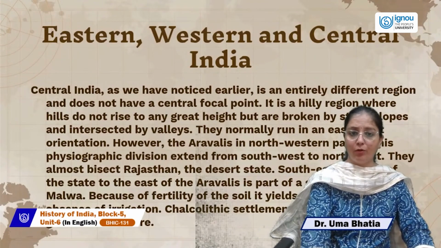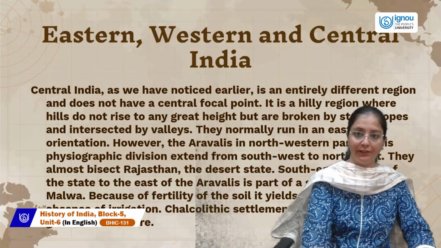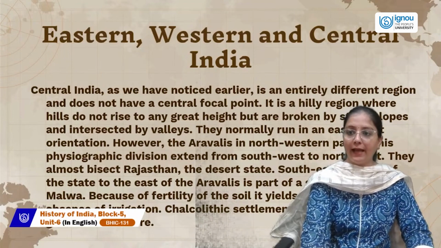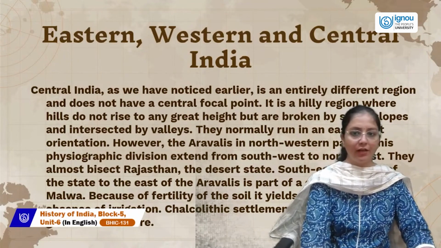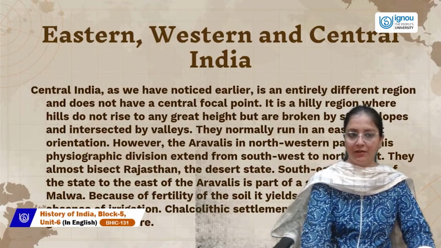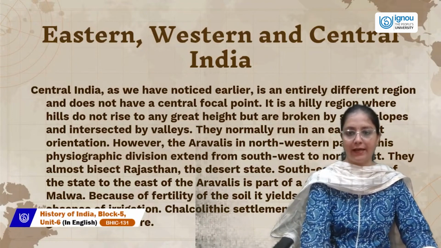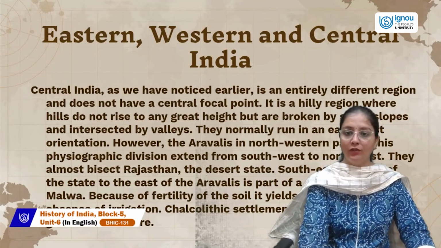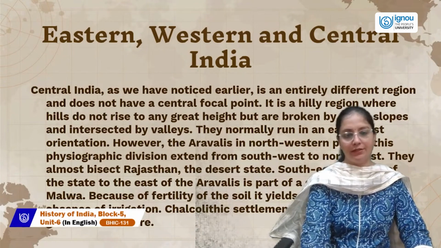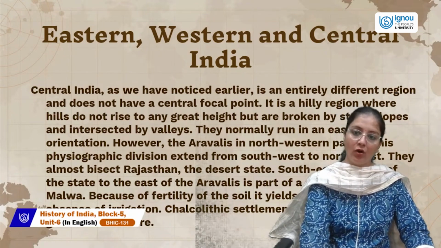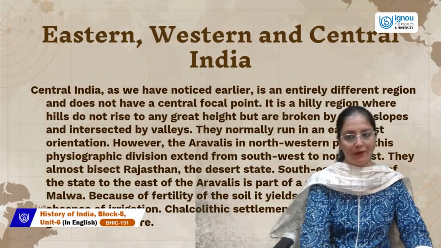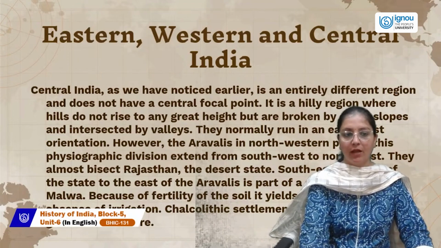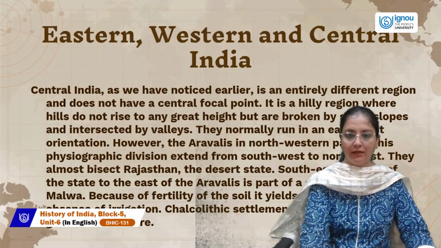We have studied about Central India: north, south, northeast, and northwest. Central India, as we have noticed earlier, is an entirely different region and does not have a central focal point. It is a hilly region where hills do not rise to any great height but are broken by steep slopes intersected by valleys. They normally run in an east-west orientation. The Aravallis in the northwestern part of this physiographic division extend from southwest to northeast. They almost bisect Rajasthan, the desert state.